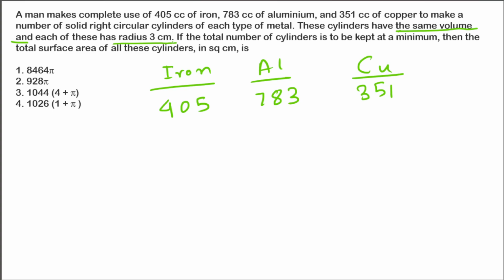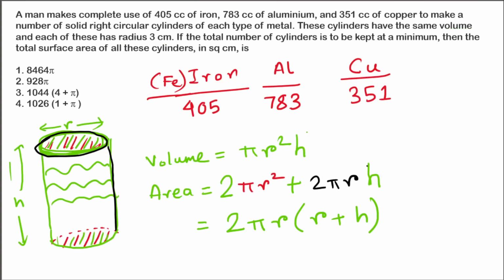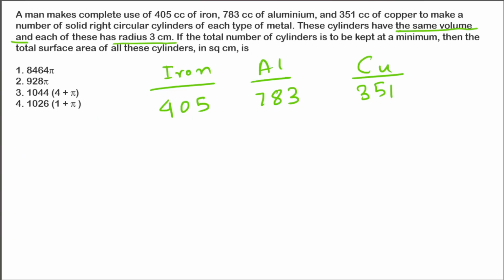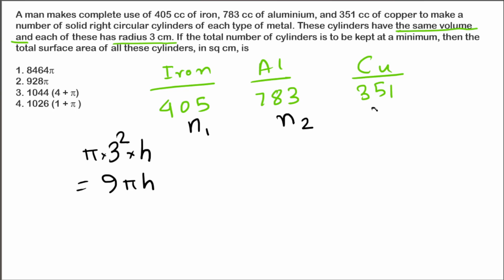So if we have to find the volume, what is the formula of the volume? The formula of the volume is pi r square h for each of the cylinders. So it will be pi into r square, which is 3 square, into h. We don't know the height, so we'll take it as h. So that is the volume for each of them, that is 9 pi h. Let us say we have n1 of iron, n2 of aluminium, and n3 of copper. What are n1, n2, n3? Number of cylinders made.